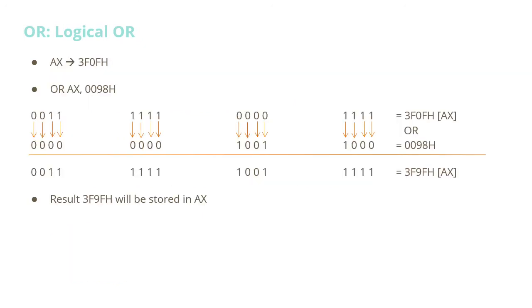Now let's see an example of the logical OR operation. If the content of the AX register is given as 3F0FH, and an instruction is given as mentioned here, OR AX, 0098H, then as we can see, a bitwise OR is being performed between the contents of these two numbers, that is 3F0FH and 0098H. The result of this bitwise OR operation is 3F9FH, and this result 3F9FH will be stored in the destination operand, which is AX.